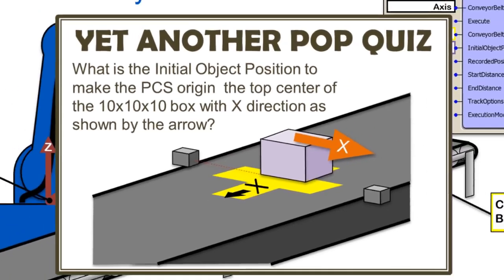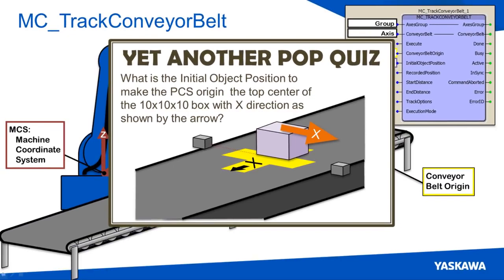So now we have the same situation, but we want the x to be in a different direction. Now I want the x to be as shown by the arrow on the top of the box. So again, I want the PCS origin to start from the center of the top of the box, but now my x direction has changed. So how would I do that? And again, I'm going to give you just a few minutes to think about it.